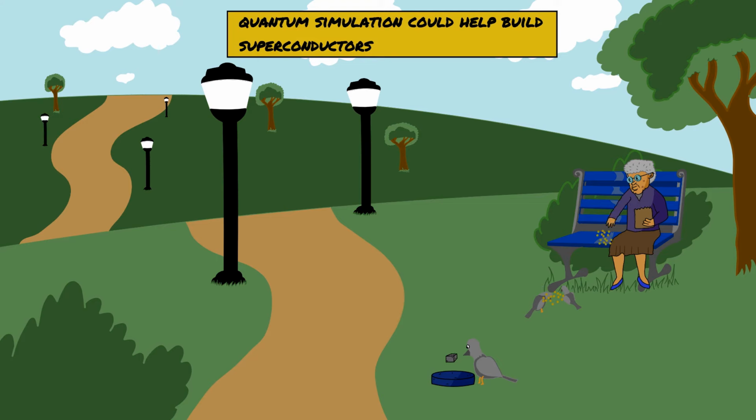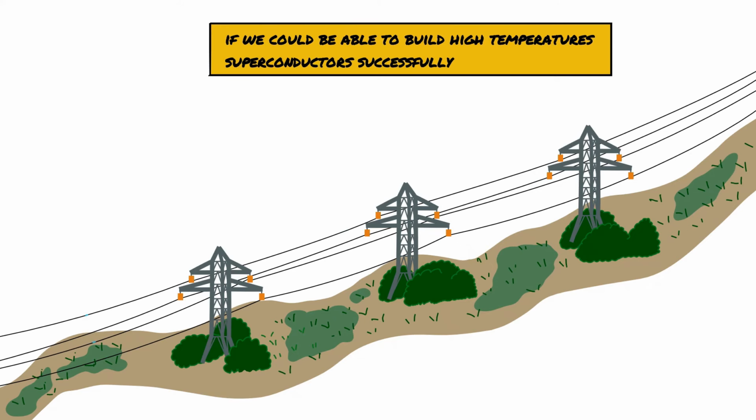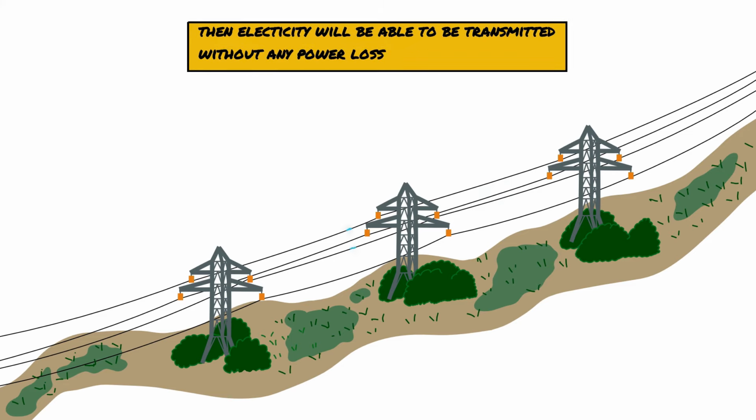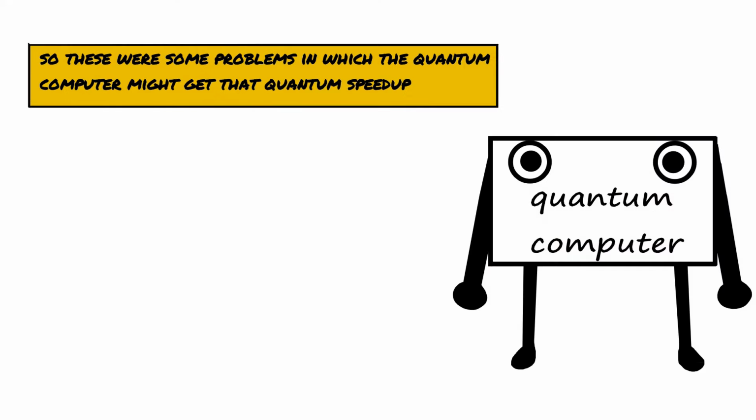Quantum simulation could help build superconductors that would work at normal to high temperatures. If we are able to build high-temperature superconductors successfully, then electricity will be able to be transmitted without any power loss, regardless of the distance. So these were the problems in which a quantum computer might get that quantum speedup.